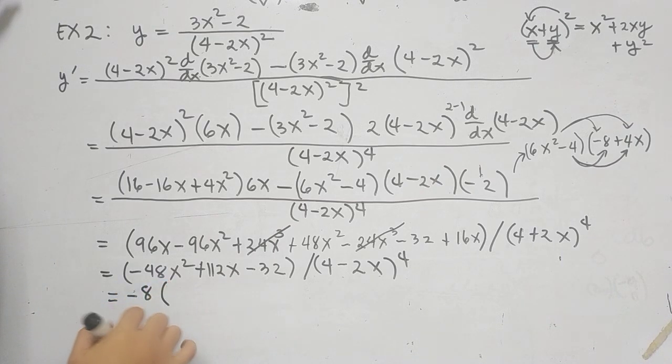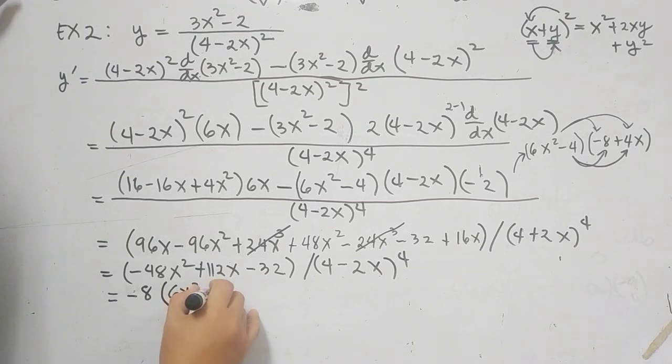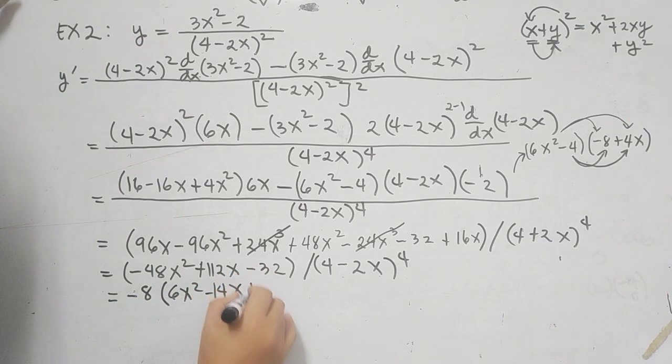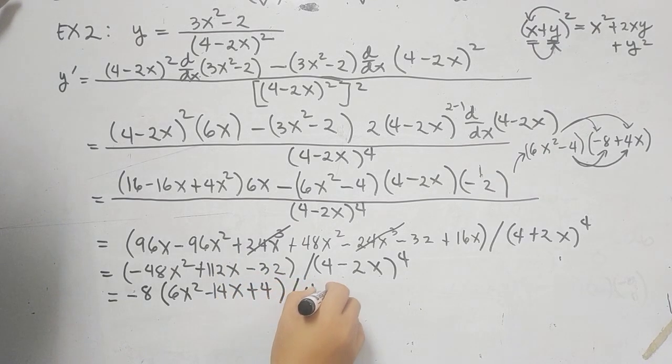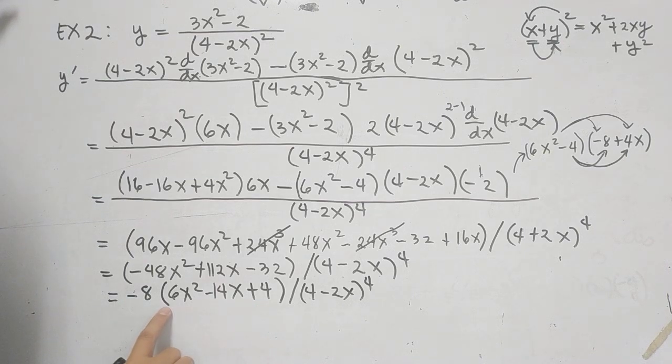So that the result here is negative 8, 48 divided by negative 8, that is 6x squared. And then 112 divided by negative 8, using your calculator, that is equivalent to negative 14x. And then 32 divided by 8, that is positive 4. So positive 4. And again, divided by 4 minus 2x raised to 4. And then we have this one. We will factor this out.